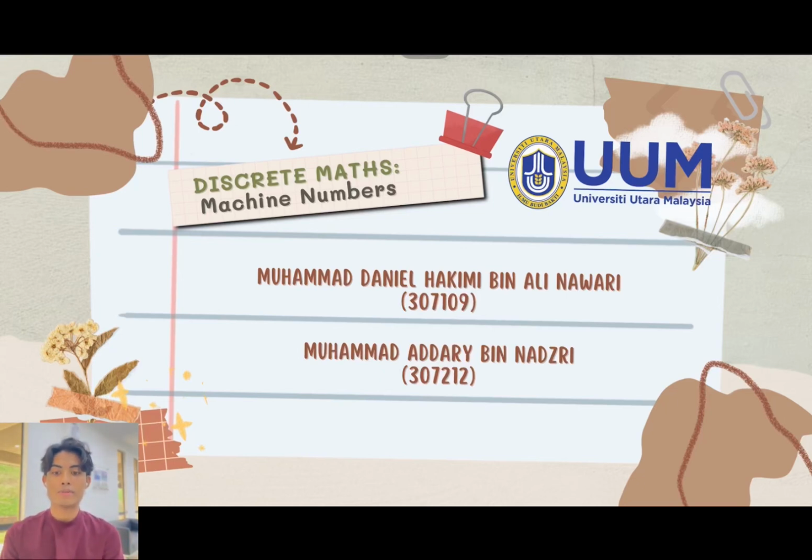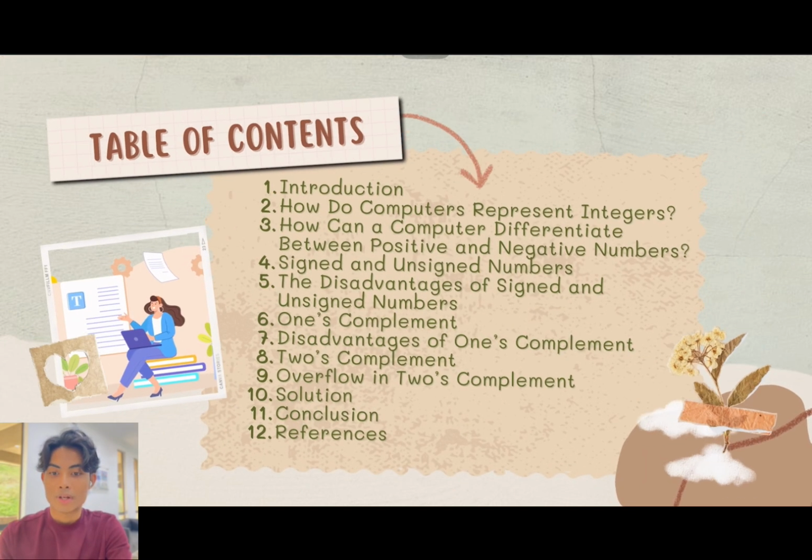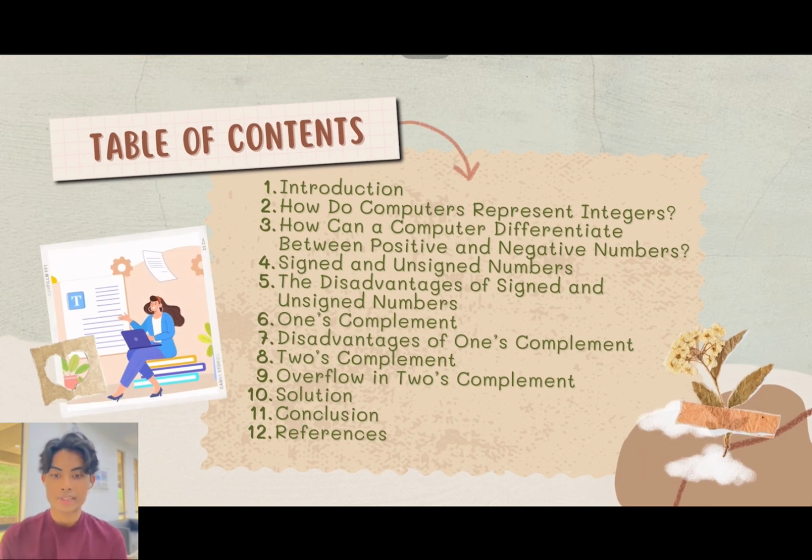Today I will be presenting about Discrete Maths Chapter 6, which is machine numbers. So let's get into it. So this is the table of contents. This will be all the elements that we will be presenting throughout this presentation.